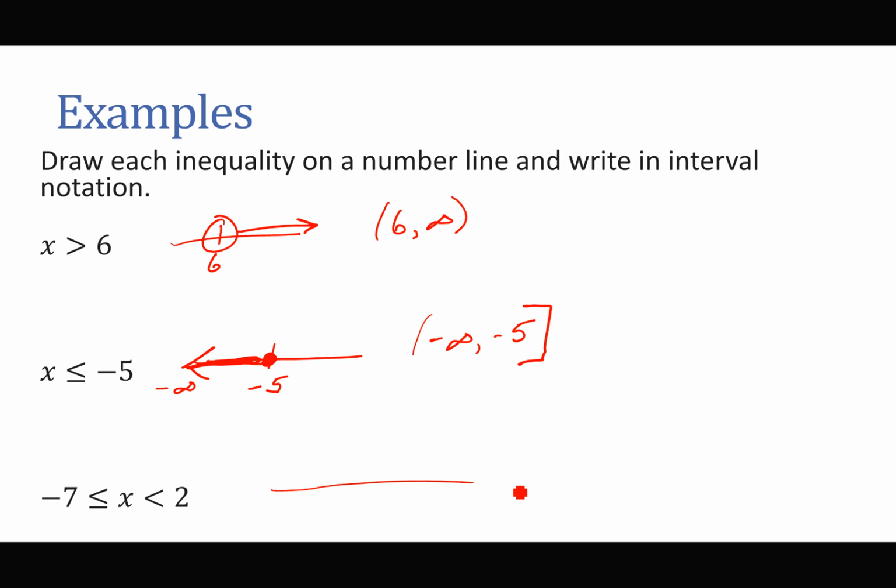Now the last one says -7 all the way to 2. I'm inclusive at -7, but I'm exclusive at 2. So a solid circle at -7, open circle at 2, and it's everything in between here. So my interval would go from -7 to 2, parenthesis around 2, bracket around -7.